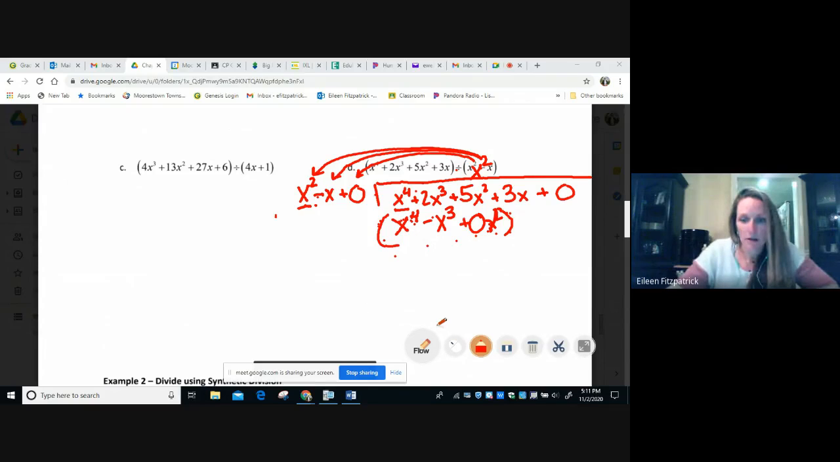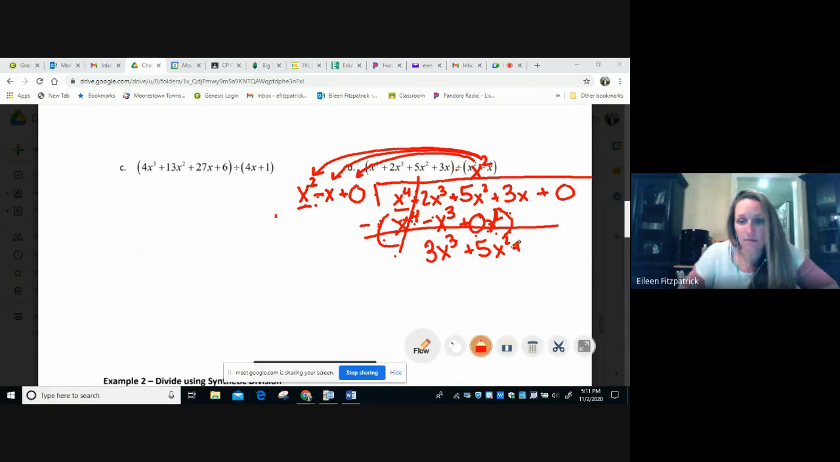All right, let's see if that was helpful at all. So then I'm going to subtract. Sorry, it's a mess right now. X to the fourth minus x to the fourth cancels. 2x cubed minus a negative, so it's really plus a positive. That's going to be 3x to the third. 5x squared minus nothing minus 0 is just a 5x squared.